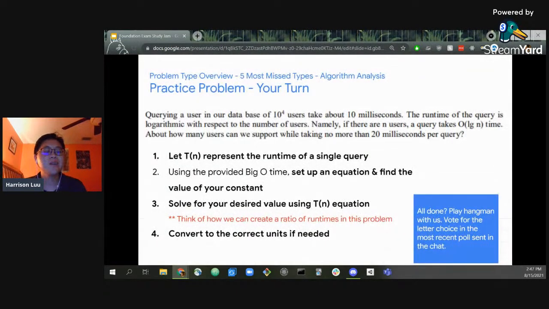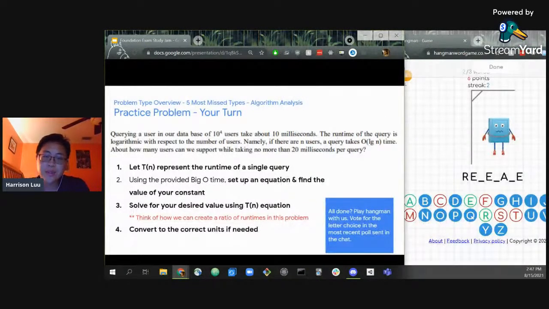All right. So now it's time for you to take a shot at this. We have the practice problem up on the slides. If you finish early or you would not like to do the question, then feel free to play hangman with us. We'll have 10 minutes set aside to do the practice problem.